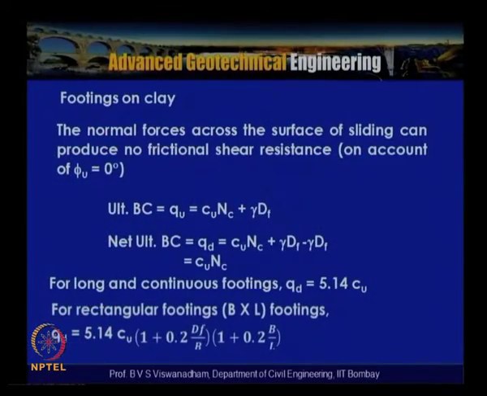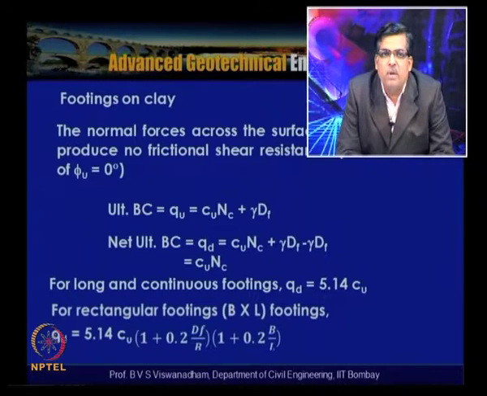Then the net ultimate bearing capacity can be obtained by Qd = CuNc + gamma Df - gamma Df. So it is a function of only the shear strength of soil and Nc. For long and continuous footings, we can write the net ultimate bearing capacity as 5.14 Cu, where Nc is equal to 5.14. For rectangular footings having breadth B and length L, we can write, from Skempton 1951, Qd = 5.14 Cu (1 + 0.2 Df/B)(1 + 0.2 B/L).